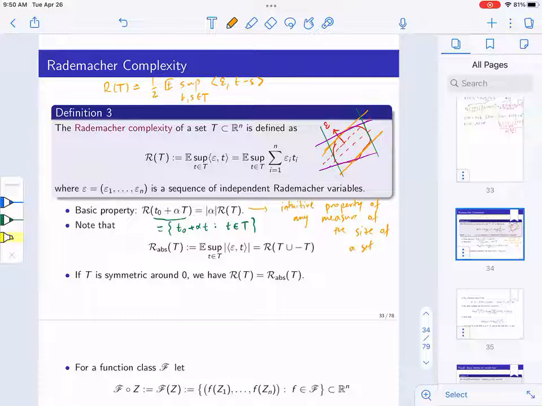And then I'm going to define the version with the absolute value as, let's say, the absolute width. And then you can show or argue that this is equal to the Rademacher complexity of T union -T. So you flip T around the origin and then take the union. So why is this true? Online people can also chip in.